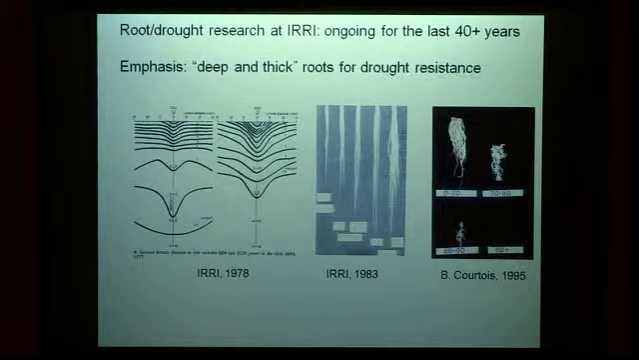And this is some work from Brigitte Courtois looking at root distribution with depth. During all of this research, the main focus was what they called deep and thick roots. So they were really looking at nodal roots mostly. How deep were they growing, and how large was the diameter, because they thought that was very important for penetrating compacted soil.